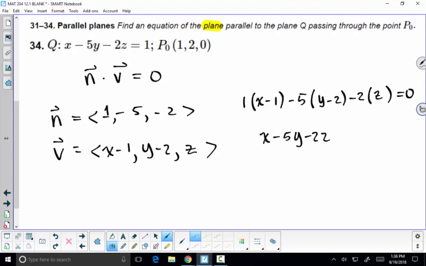So x minus 5y minus 2z. Then we just have to put the constants on the right. So we have a -1 and a +10. So it should be 9 over here. Negative 9. Oh yeah, -9 over there. Somebody had 11 back there? Yeah, okay. Should be -9. Yeah, -9.